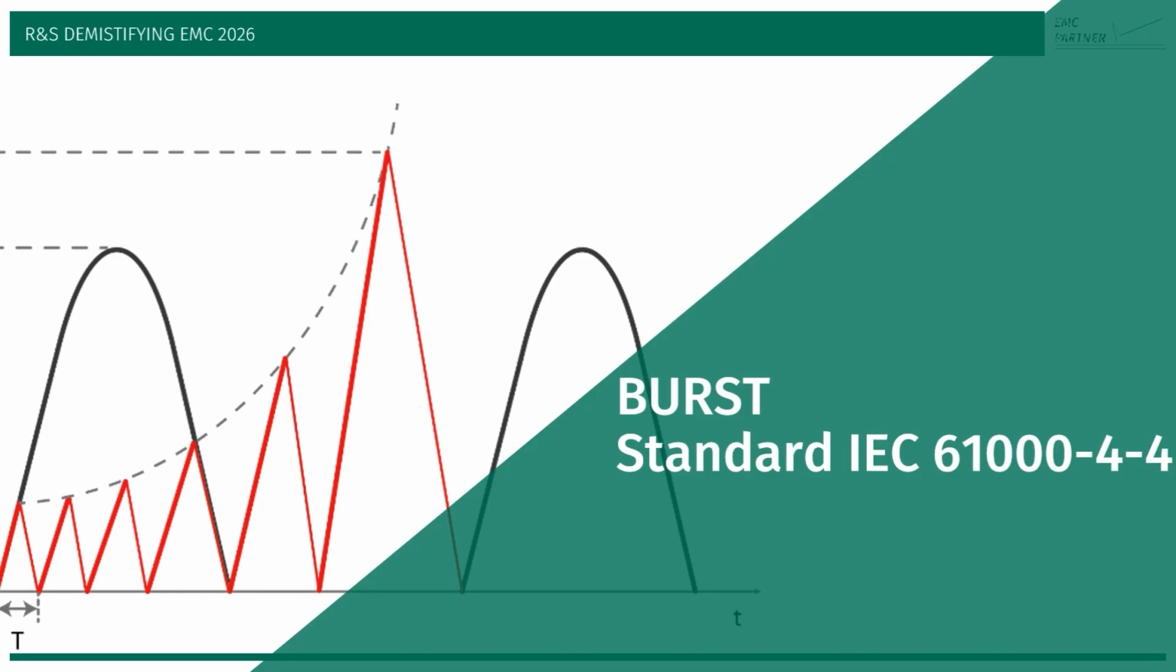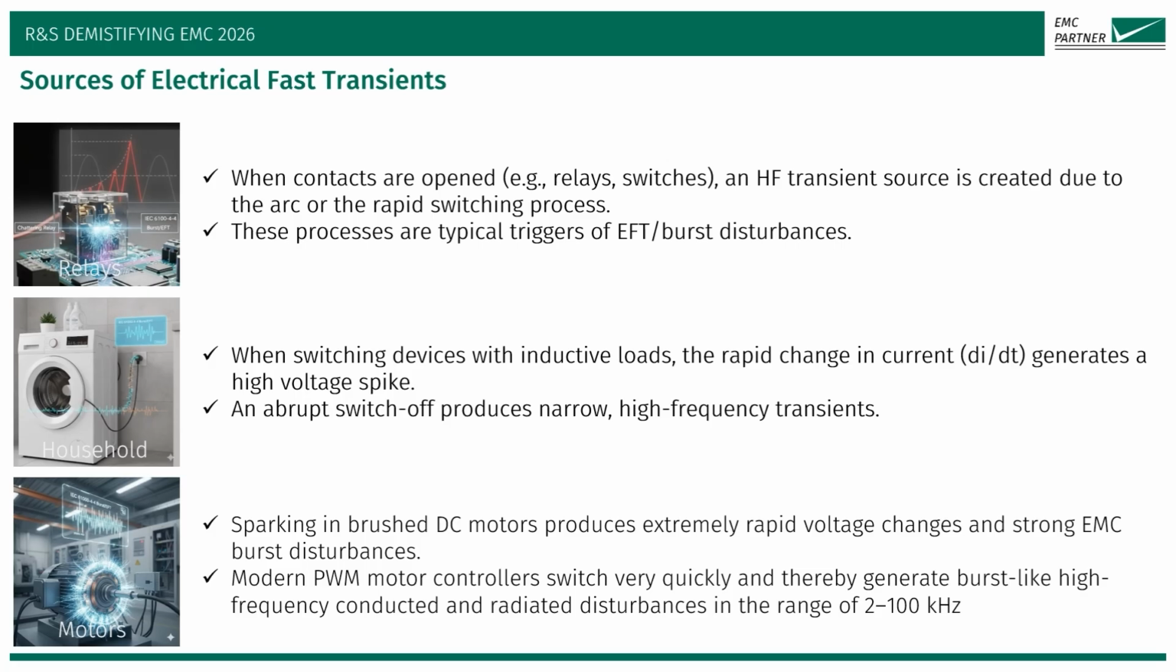Let's move on now to electrical fast transients, EFT, also called burst. Burst disturbances are caused by fast switching events. Typical sources are relays, contactors, switches, and inductive loads, especially also found in households like washing machines, microwaves, ovens, etc. Switching on devices with inductive loads causes a rapid change in current, dI over dt, which generates a high voltage spike. An abrupt switch off produces a narrow high frequency transient, which we call EFT or burst.